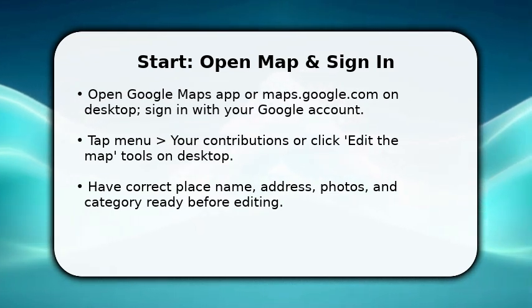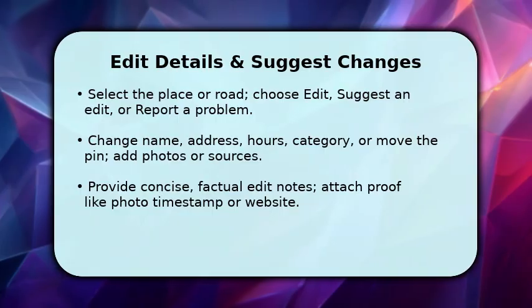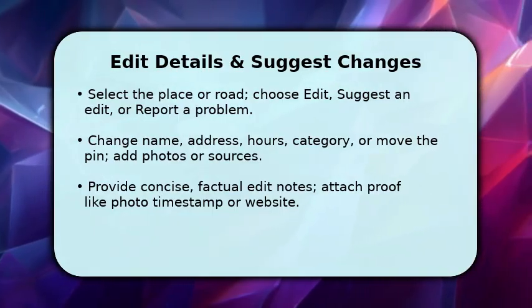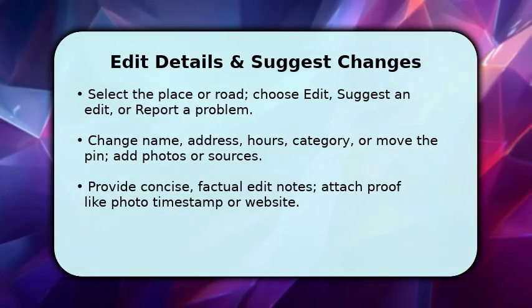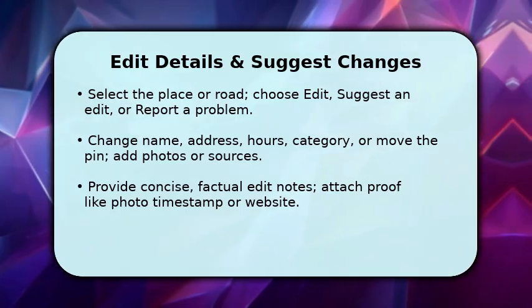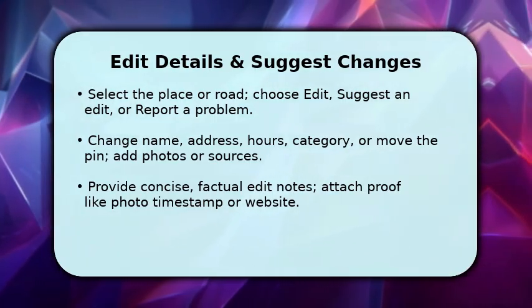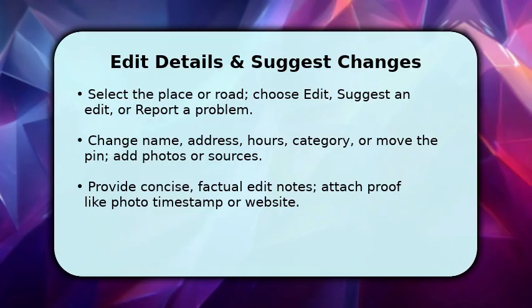You'll now select the place or stretch of road you want to change and choose Edit or Suggest an Edit. Follow the prompts to modify name, address, hours, category, or the map pin location, and upload supporting photos or a website that verifies the change.